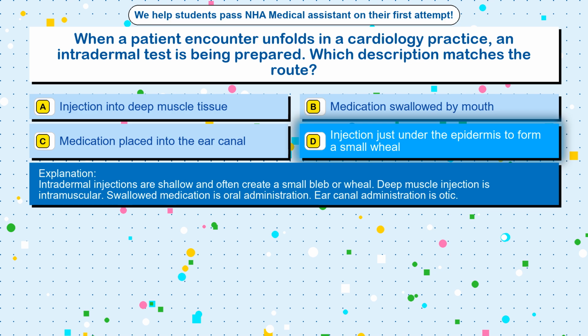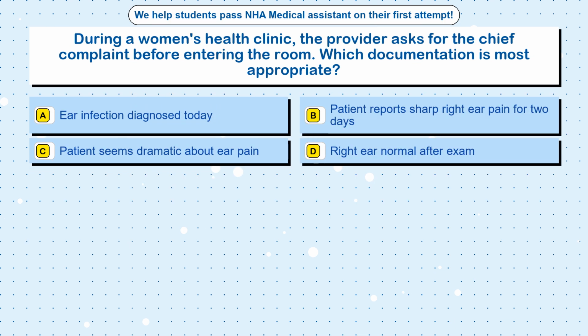Swallowed medication is oral administration. Ear canal administration is otic. Question 94. During a women's health clinic, the provider asks for the chief complaint before entering the room. Which documentation is most appropriate?